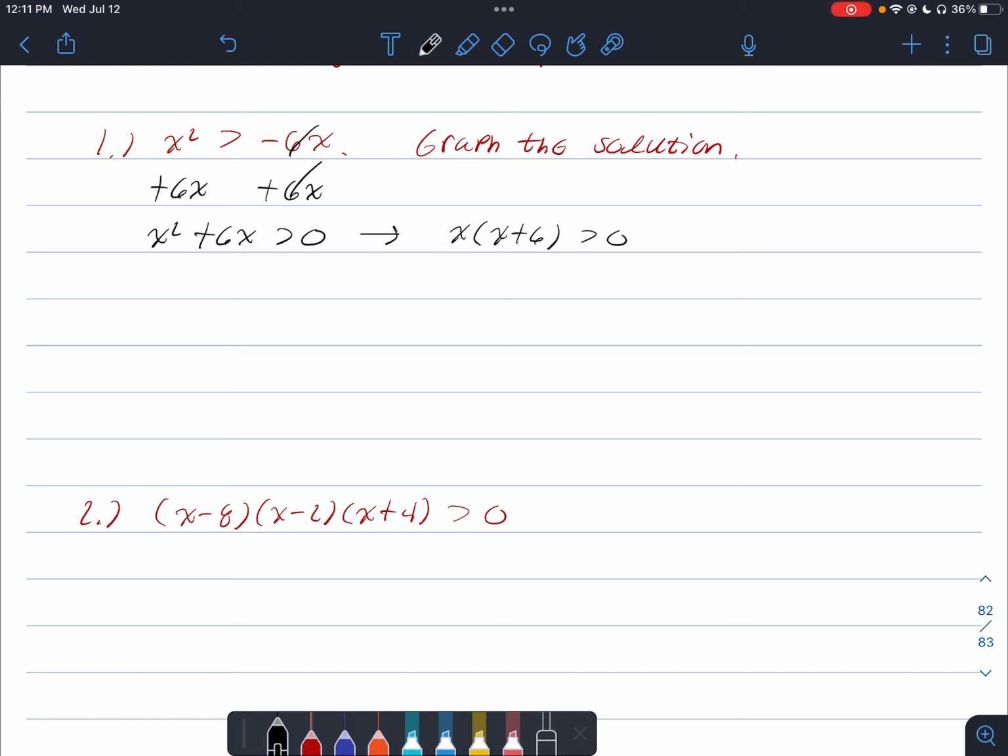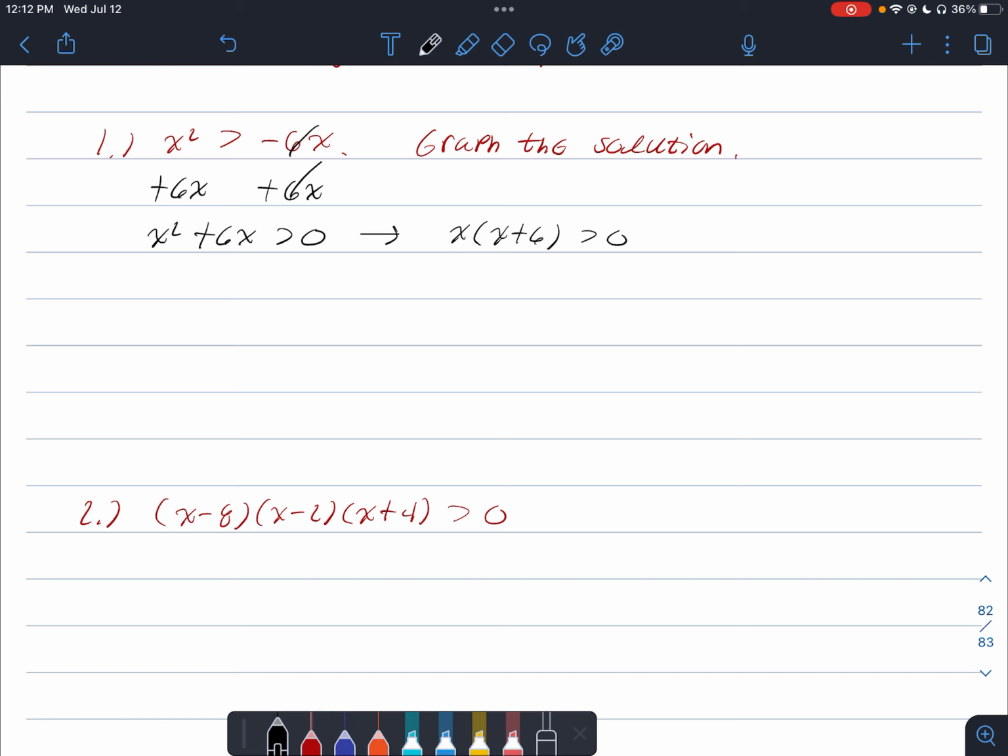The goal with doing these inequalities is to find all values of x that make this inequality true. That's what you're looking for here. Anytime you see an inequality, you should think we're looking for intervals, or probably more than one value, for this solution.